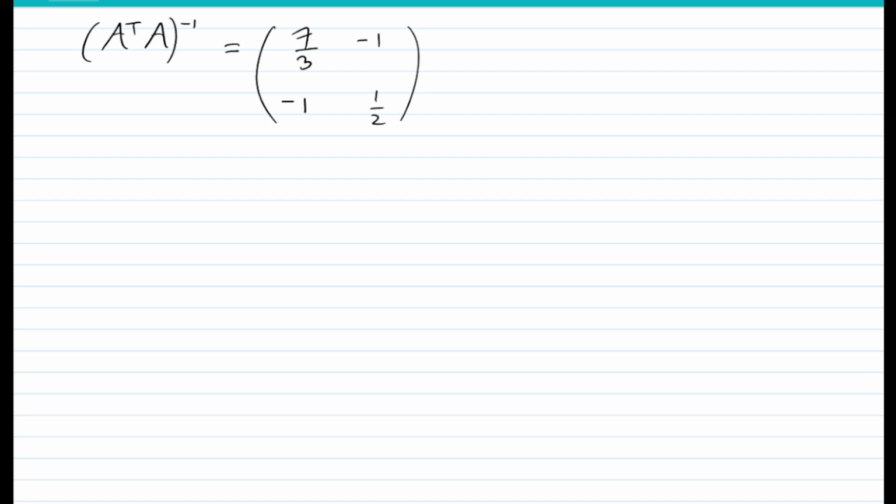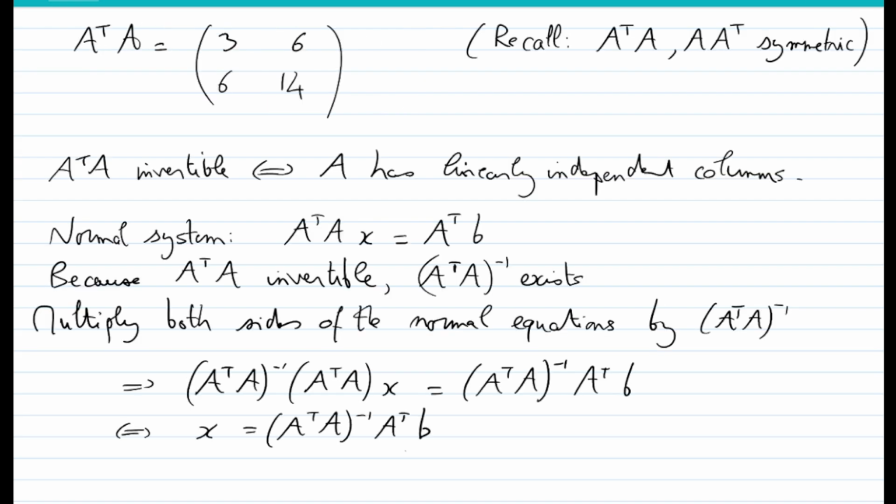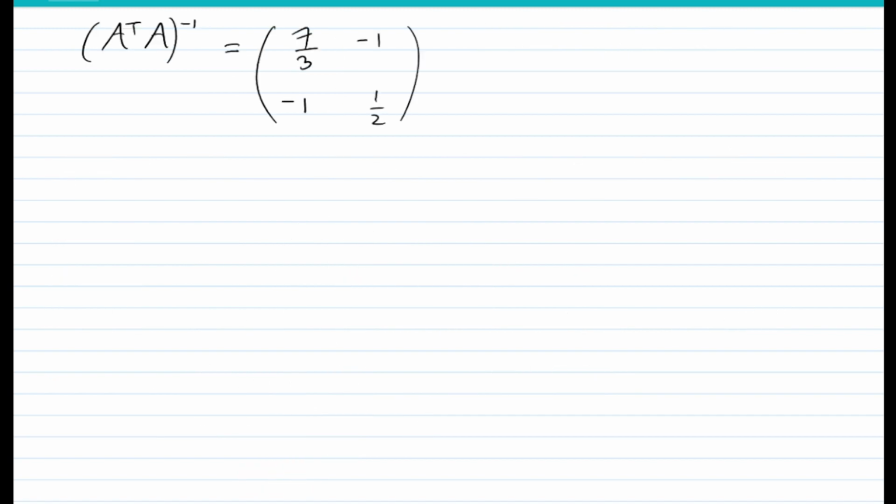And now to go further, I need to multiply here by A transpose. So let's do this now. So A transpose A inverse times A transpose, what we get now is a matrix that takes the form 4/3, 1/3, minus 2/3, minus a half, 0 and a half.